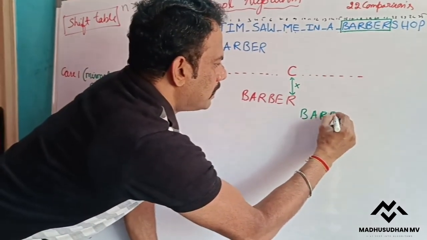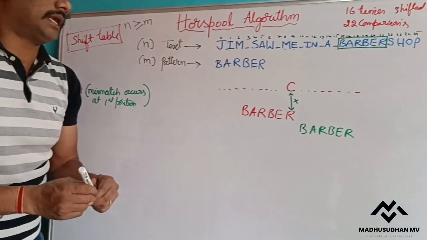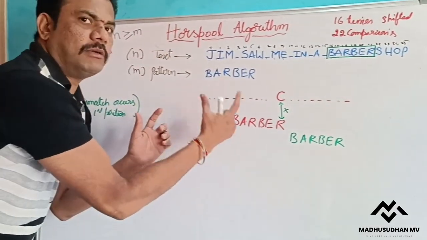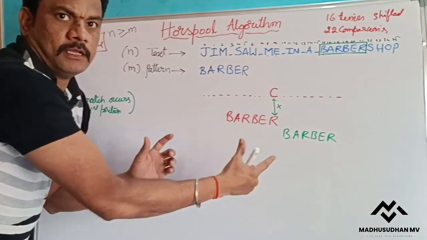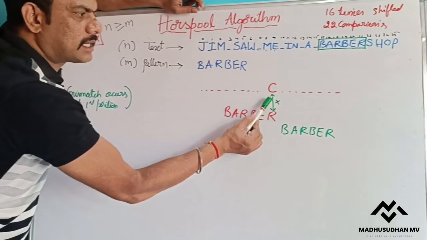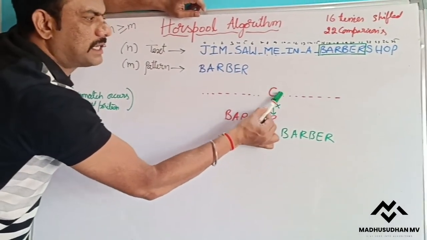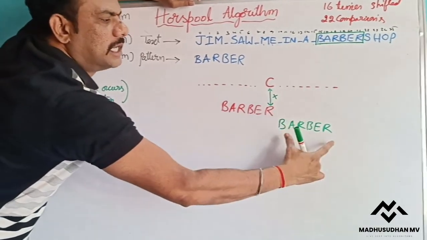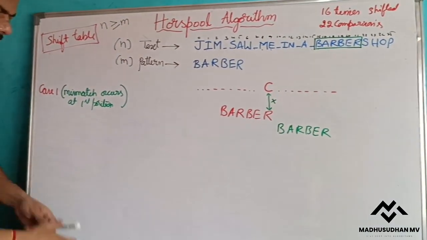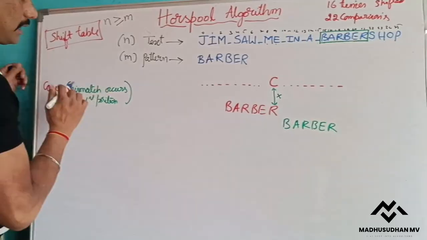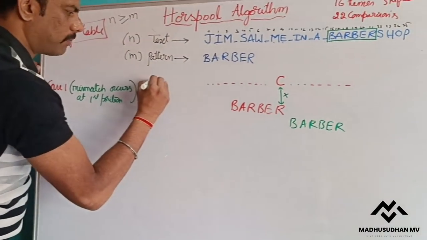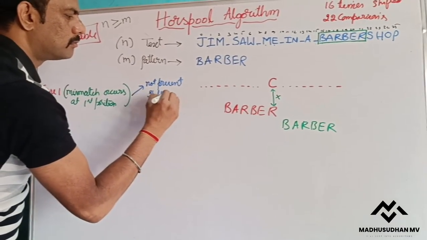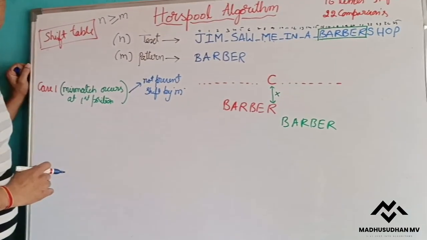Now I'm shifting to the next position, BARBER. In brute force, I would be shifting 5 times and then a 6th time, every time by 1 position. But here I'm directly shifting by 6 positions. So when the mismatch character occurs at the first position and that mismatch character of the text is not present in the remaining characters of the pattern, then shift the pattern towards its right by the pattern length M. So in case 1, if the mismatch character is not present, then shift by M positions.